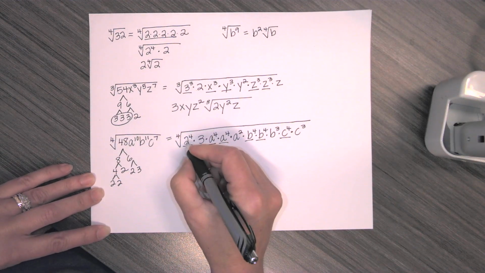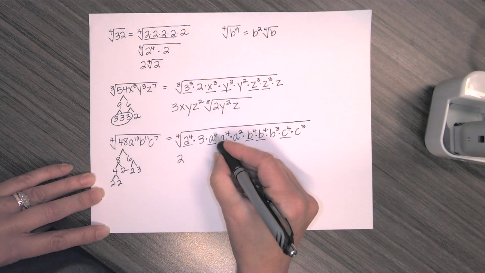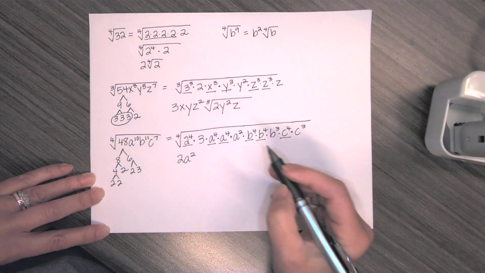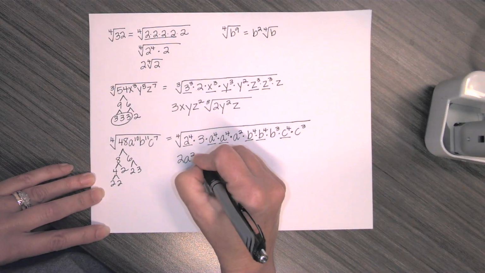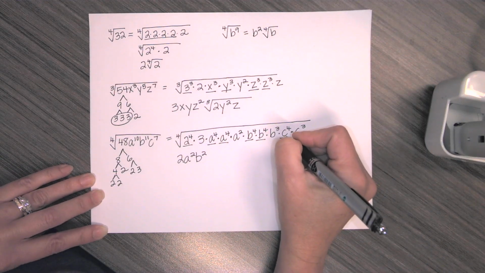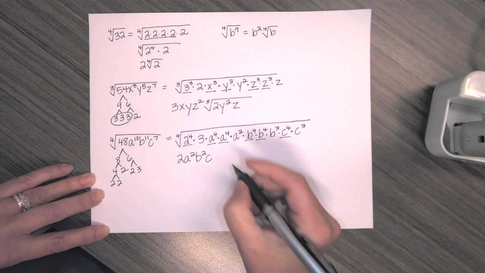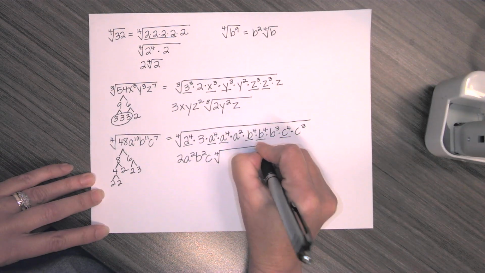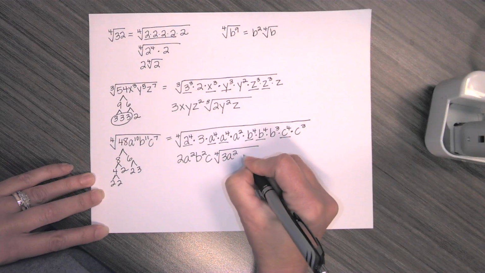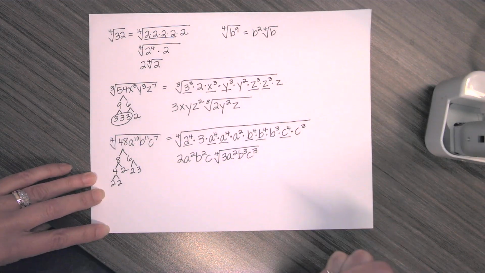The 4th root of 2 to the 4th is 2. The 4th root of a to the 4th is a, and I'm going to have 2 of those, so a squared. The 4th root of b to the 4th is b, and I also have 2 of those. The 4th root of c to the 4th is c. And then what's left underneath, I have a 3, an a squared, a b cubed, and a c cubed.